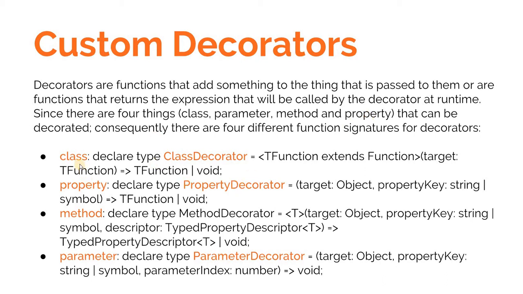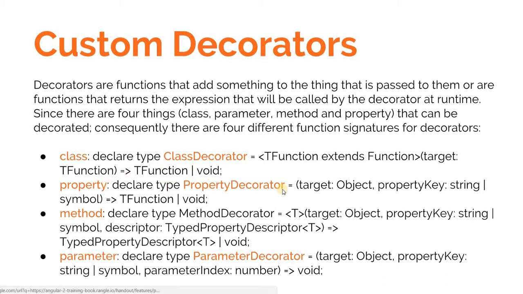So the first one is a class decorator, like so. This class decorator would be a function that would receive a target, and this target would then be a function itself. And then you can return from this another function like so, or it can also return void.